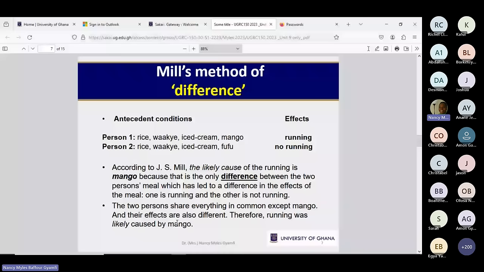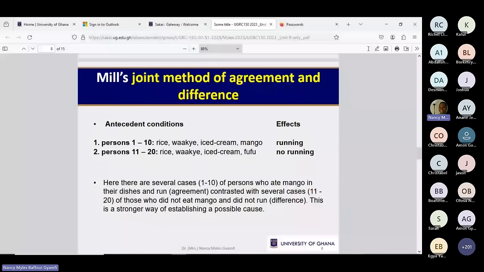Not anything technical. Okay. So you know agreement, you know difference. Agreement: they eat different meals, but one thing is common, and so the effect is also common. Difference: they eat the same meal, but something is different, and so the effect is also different. The joint method of agreement and difference is the third way of diagnosing the possible cause. It is like the method of difference, except that you are not dealing with one person versus another one person. You are dealing with a group of persons who took mango and are all running, versus a group of persons who didn't take mango and are not running. So it strengthens the degree. Did you get it? Let me see people.